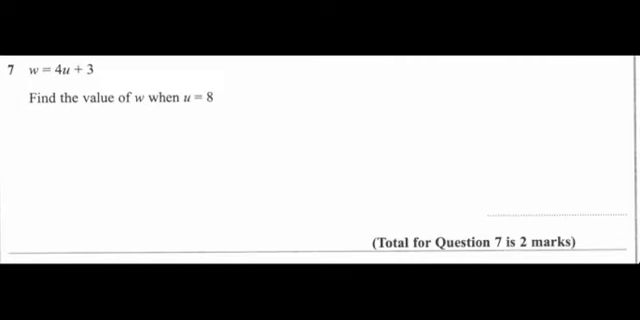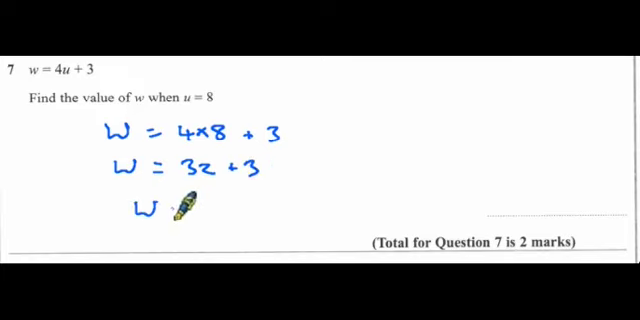Question 7 involves a little bit of algebraic substitution. We are given an equation which says W equals 4U plus 3. And we're asked to find the value of W when U equals 8. So we need to substitute the 8 for the U. So we can rewrite this and it becomes W equals 4 times 8 plus 3, and being sure to use BIDMAS, we do the multiplication first, so 4 times 8 is 32 plus 3, so W equals 35.